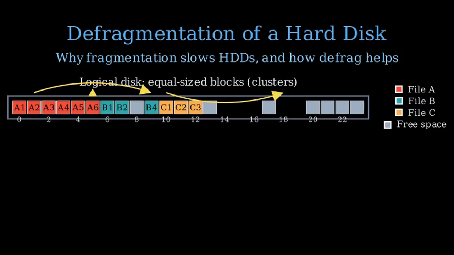File A has 6 blocks. Before defragmentation, it had 3 fragments, which means 2 extra seeks between pieces. After defragmentation, it is 1 fragment, so 0 extra seeks. Here is the rough timing.